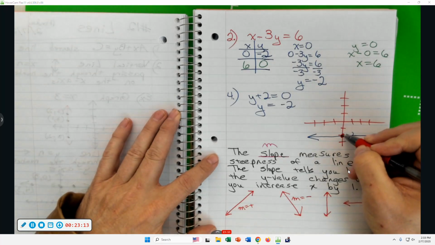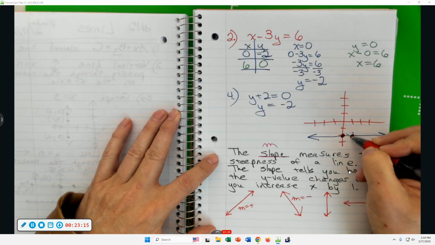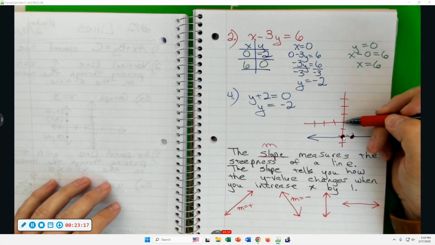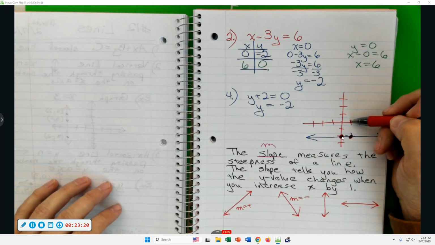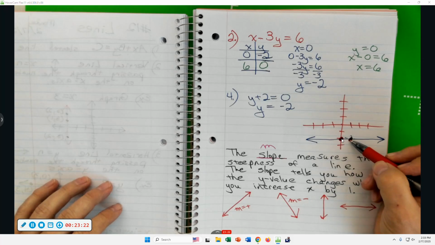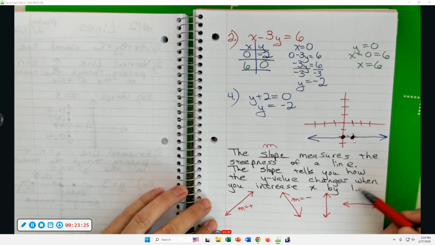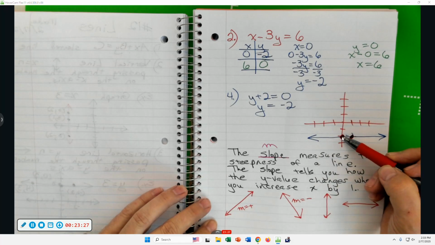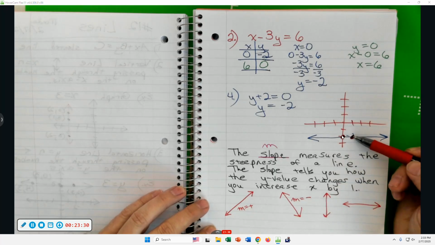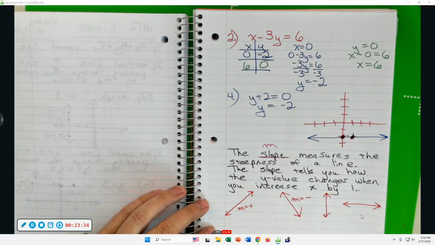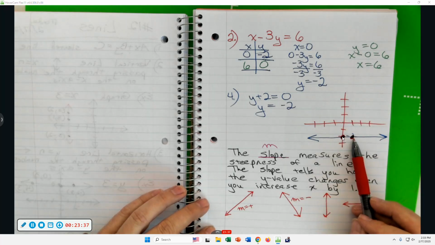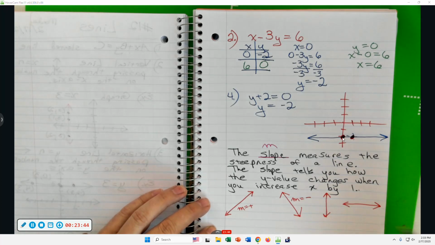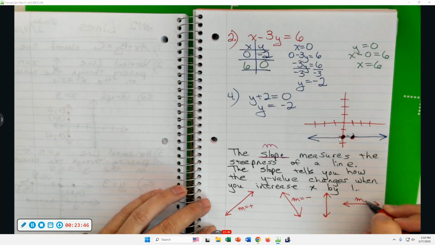Here's one point on the line, and here's the other point. I'm moving from 0 to 1 on the x-axis. My x value is increasing by 1. How is the y value changing from this point to this point? Does it change? X went from 0 to 1. How did the y values change? They didn't. A horizontal line has a slope of 0.